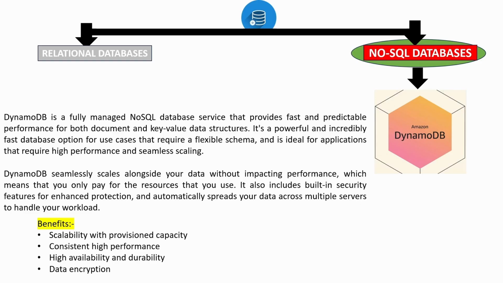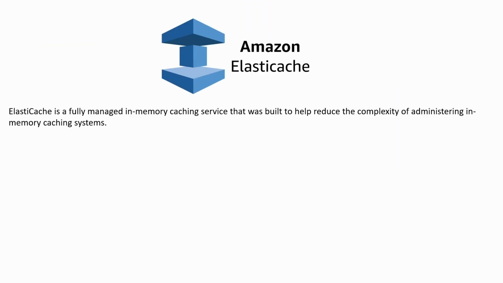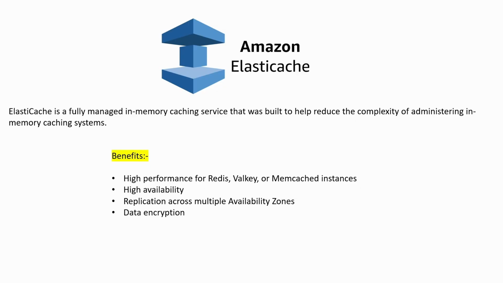Now, using relational and non-relational databases, we had stored data, but normally getting data from a disk takes time. For example, if 1000 people are asking for the same top 10 list, we can't make the database work for it 1000 times. We're gonna cache it once and serve it up instantly. This is where AWS introduced Amazon ElastiCache. ElastiCache is a fully managed in-memory caching service that was built to help reduce the complexity of administrating in-memory caching systems. Benefits of ElastiCache include high performance for Redis, Valkey or Memcached instances, high availability, replication across multiple AZs, and data encryption.